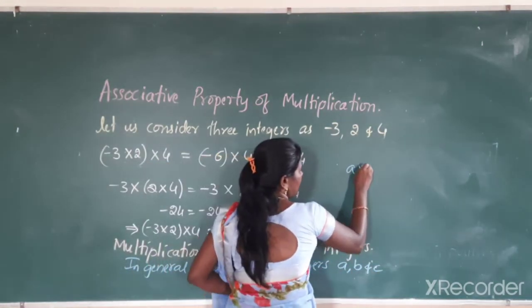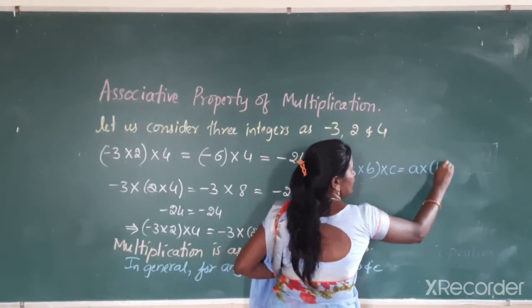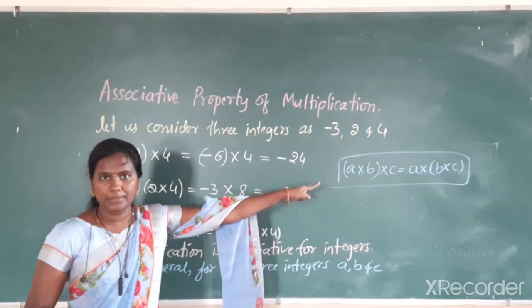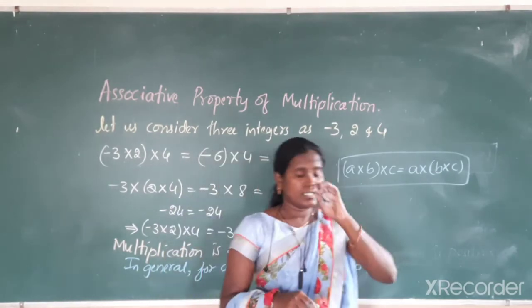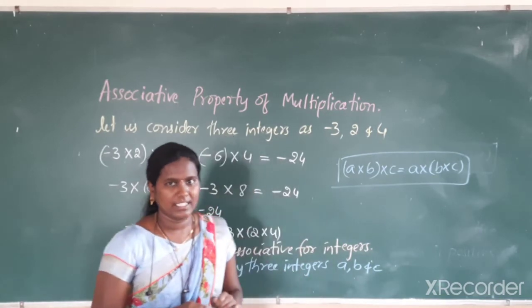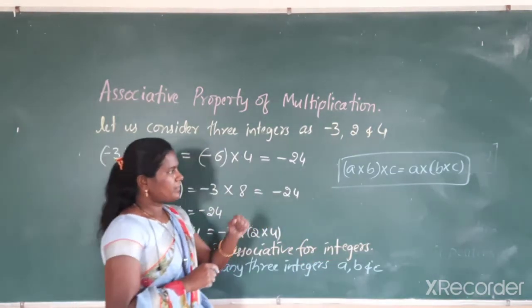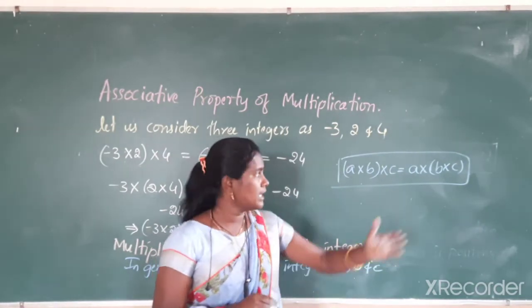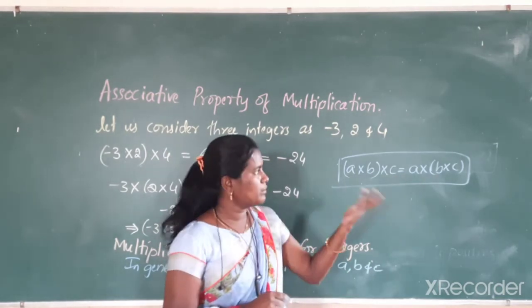Here, (A × B) × C is equal to A × (B × C). After writing this, we conclude that multiplication is associative for integers. Are you getting this? Based on this general statement, take your own numbers, solve some more problems and check whether (A × B) × C is equal to A × (B × C) or not. I'll give you some more questions later.